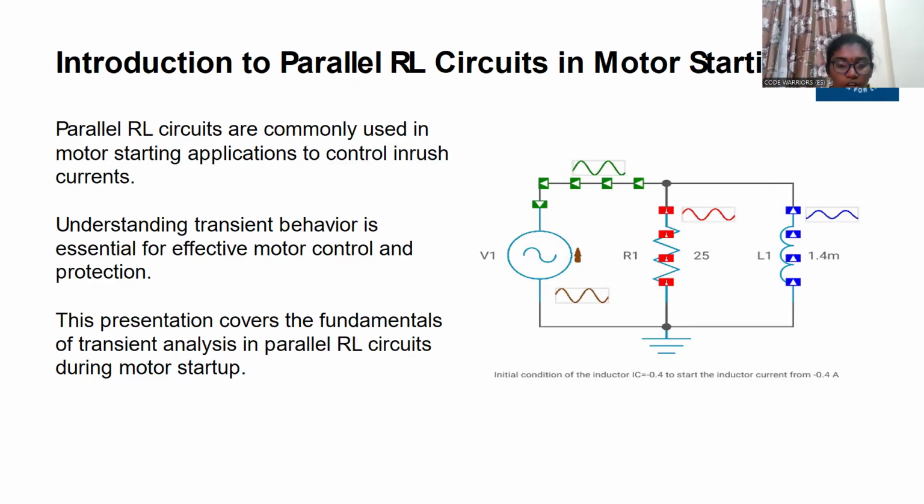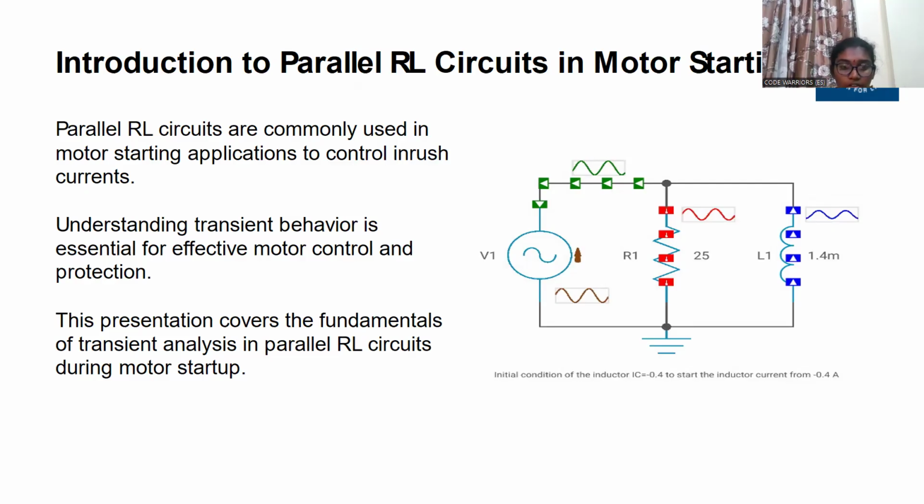When electrical motors start, they draw very high current. This sudden change creates transient behavior in circuits. Understanding this is very important because it affects motor life, causes voltage drops, and can damage electrical systems. What is a parallel RL circuit? The parallel RL circuit consists of a resistor R and inductor L connected in parallel. Key idea: voltage across both components is the same. Current splits between resistor and inductor.